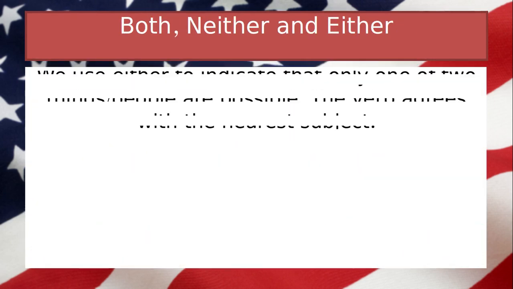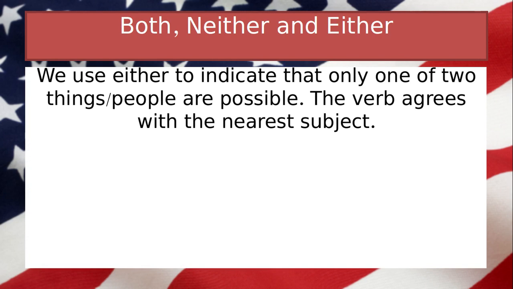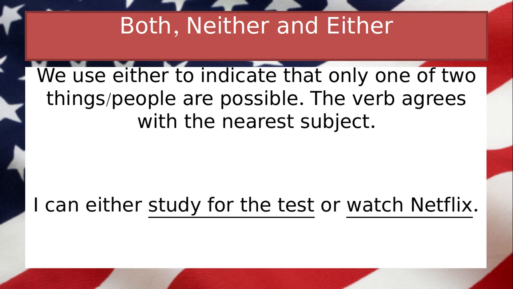Now let's take a look at either. We use either to indicate that only one of two things or people is possible. The verb agrees with the nearest subject. I can either study for the test or watch Netflix. In this case, I don't have to conjugate the verb because I am talking about two objects.